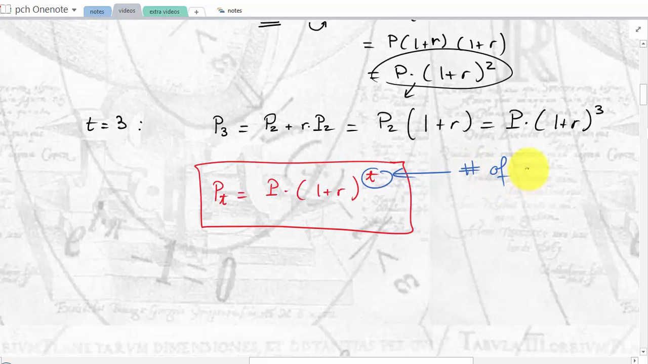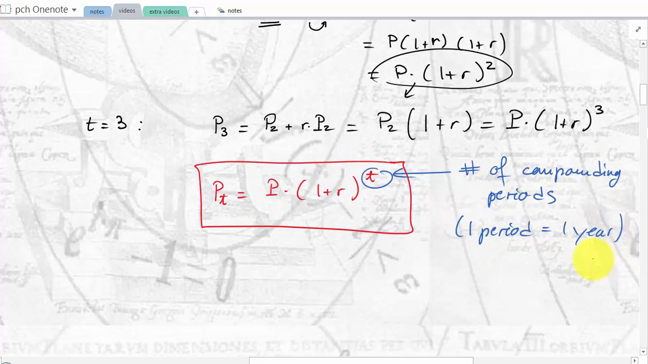Here, t is basically also, you can look at it as the number of compounding periods, okay? And here, in this case, one period equals 1 year, but it doesn't have to be this way. We'll see that in the second model, okay? One period equals 1 year, so t here is measured in years.